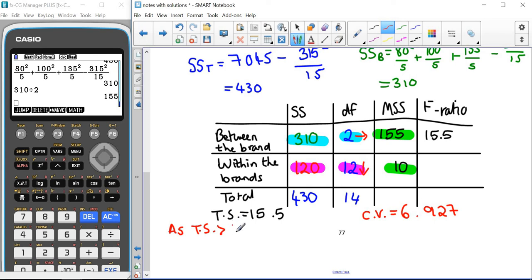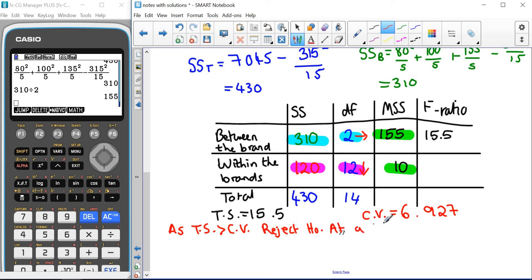So as the test statistic is bigger than the critical value, that means that there is a bigger difference between the means of our groups, the means of our brands, than we would like there to be. So that means that there is something going on that's making a difference. So that means that we end up rejecting H0.